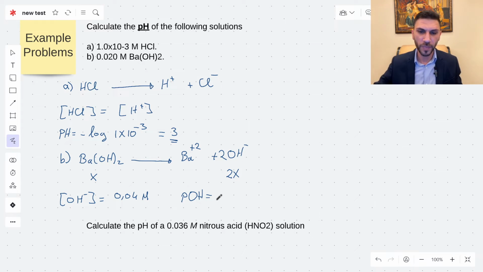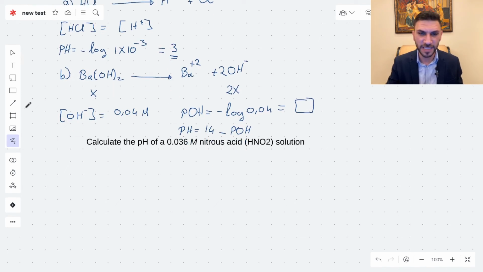Now, pOH equals negative log the concentration of OH negative, which is 0.04. And you find the answer using the calculator. But this is the pOH. We're asked to solve for pH. That means pH equals 14 minus the pOH that you got. And finish. It's very simple.